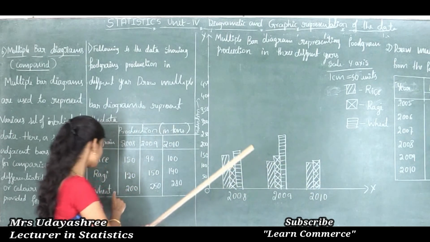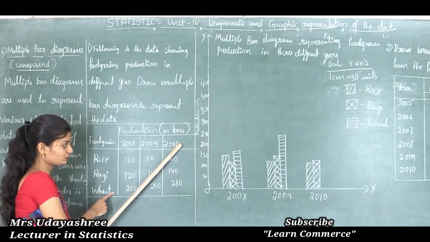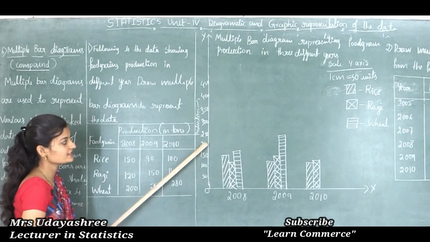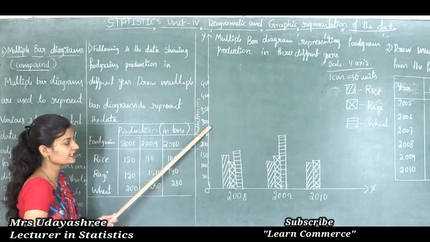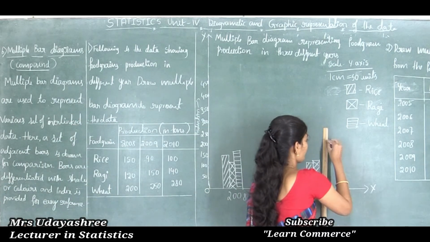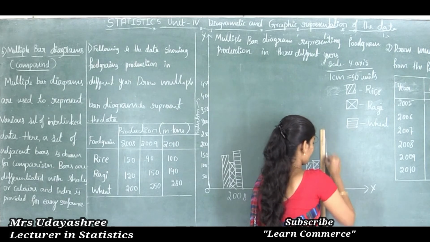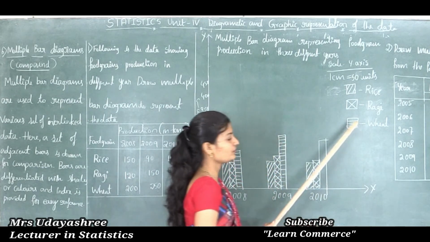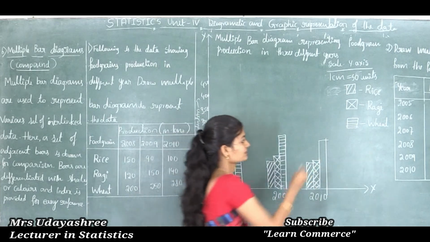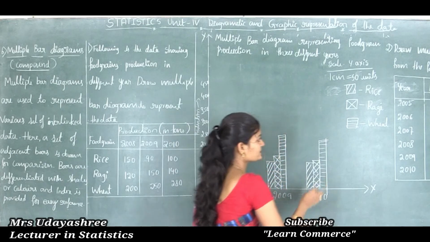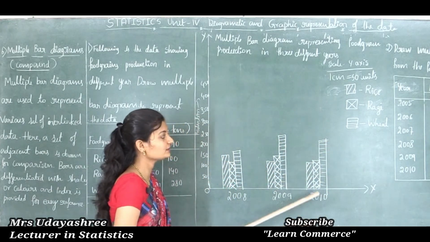Okay, next, the last one is wheat. So in the year 2010 the wheat production was 280. So 200 is here, 250 is here, 280 comes here. So here I will draw one bar like this, and see, for wheat the shading mark is like this, and this bar indicates the production of wheat in the year 2010.